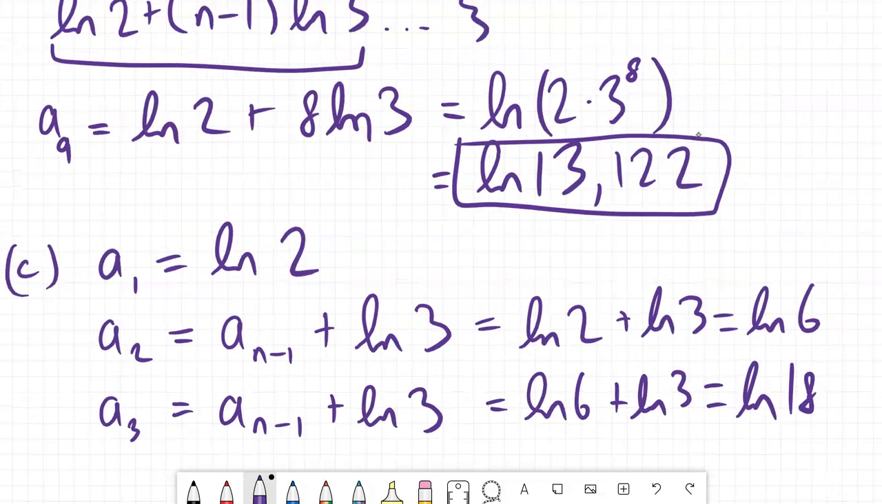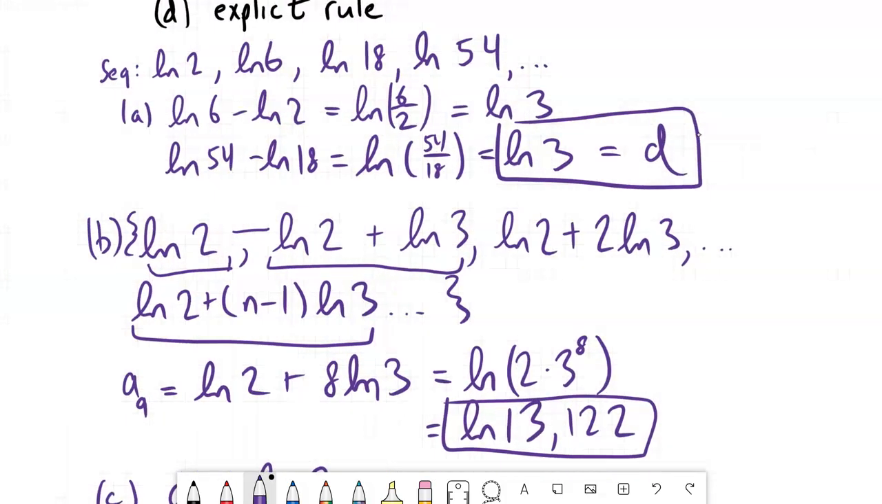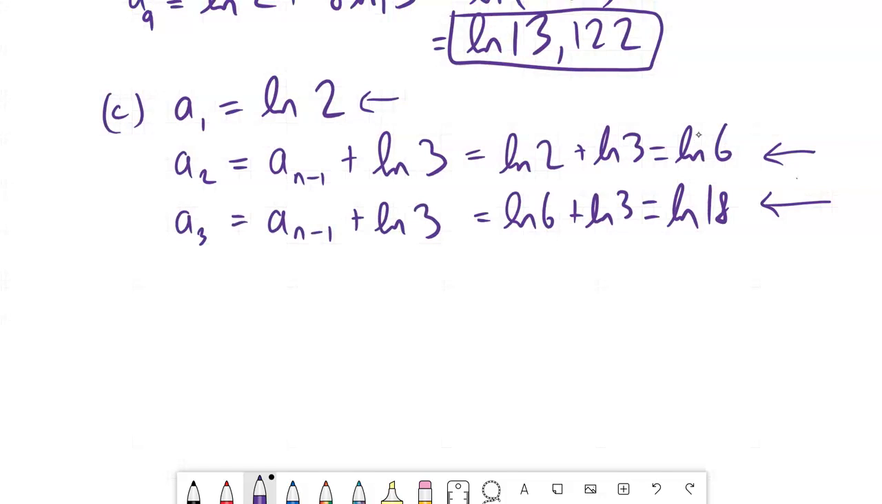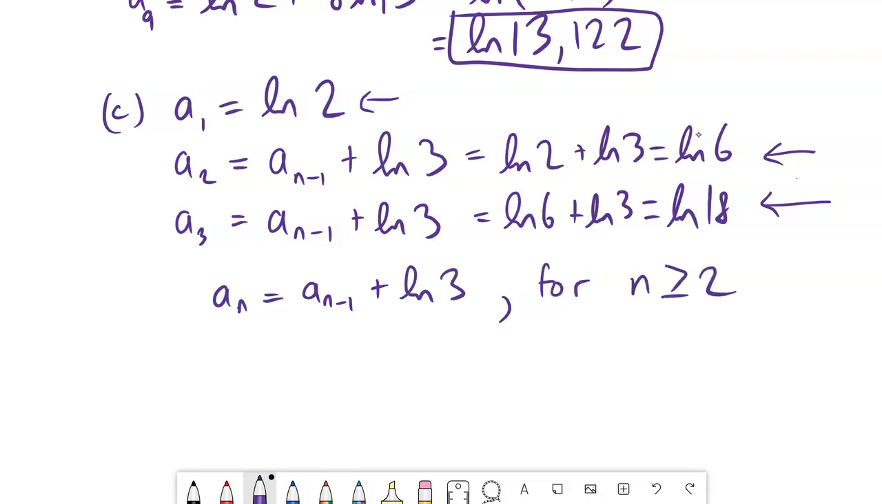And let's see if that sequence matches the sequence I gave originally. So it's 2, 6, 18. We have 2, 6, 18, right? So it does seem like it fits the rule, and the way we would write it is you take the nth term, you take the previous term, and you add the common difference, ln 3, and then you have to add the condition for n greater than or equal to 2. And then you also have to define what a1 is, because if you don't, then the recursive rule doesn't make any sense either, natural log of 2.